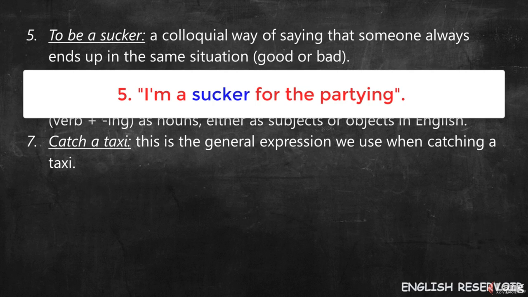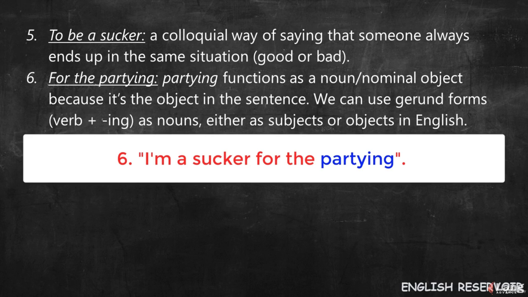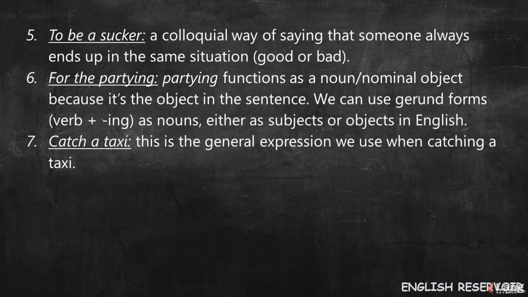5. To be a sucker. A colloquial way of saying that someone always ends up in the same situation, good or bad. 6. For the partying. Partying functions as a noun or nominal object because it's the object in the sentence. We can use gerund forms, verb plus ing, as nouns, either as subjects or objects in English.